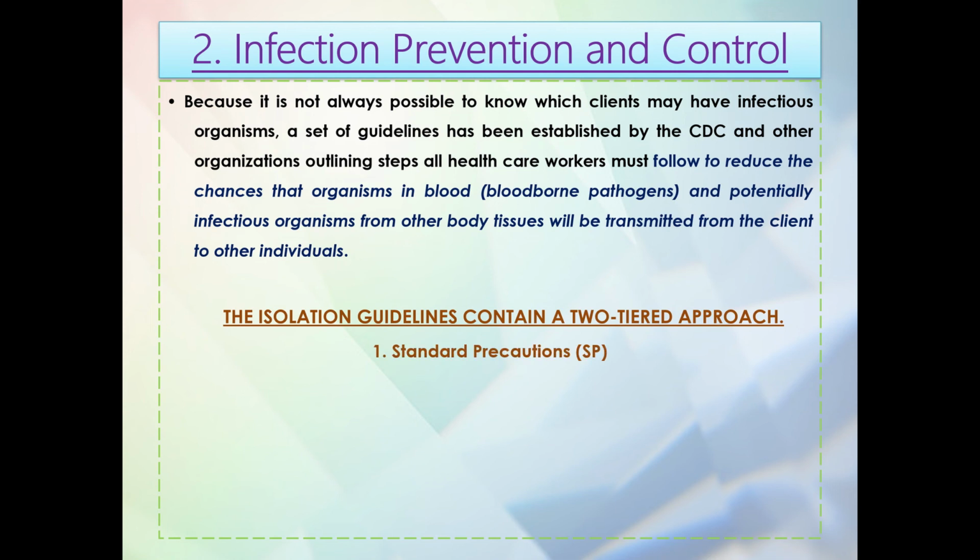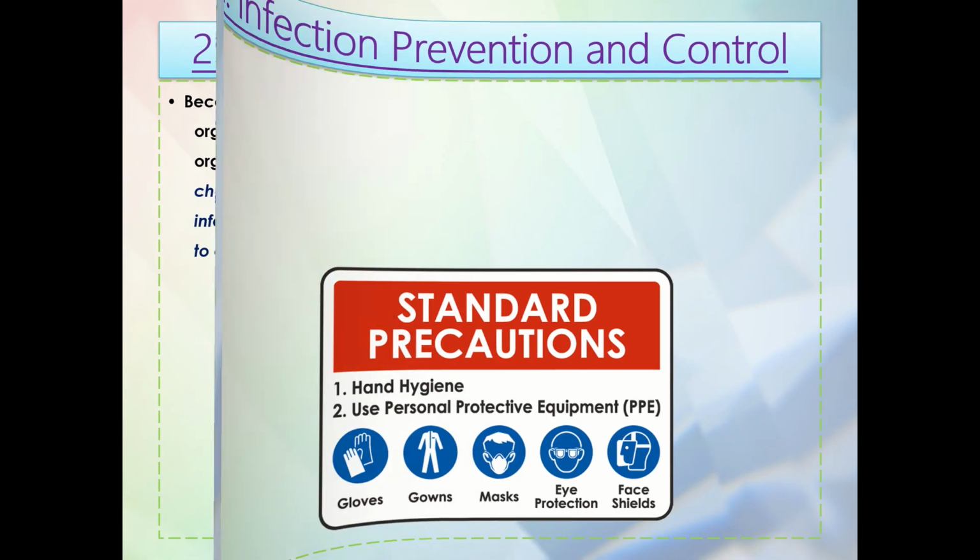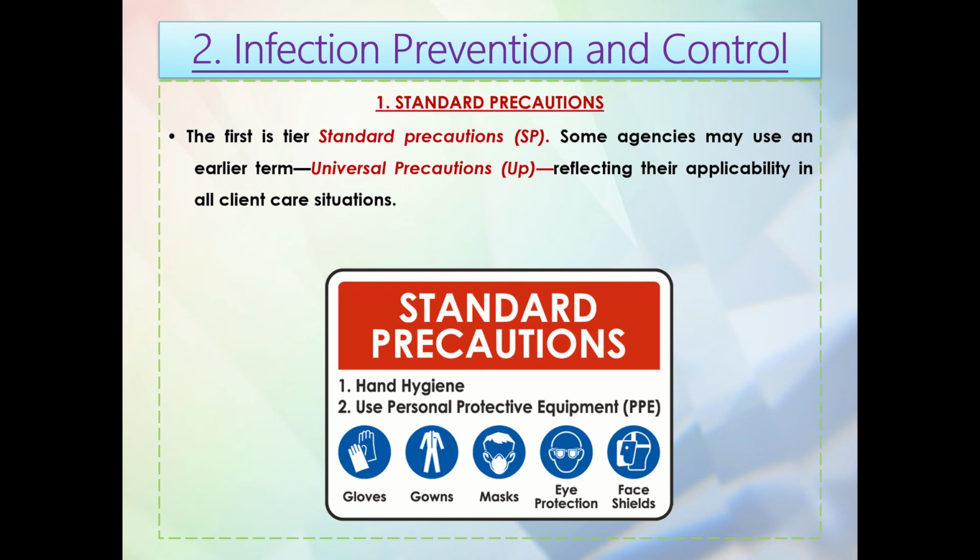So we have here the isolation guidelines contain a two-tiered approach. So again, yung isolation guideline, which is part of the infection prevention and control, meron tayong dalawang approach or approaches. First one is the standard precautions or SP kung tawagin, standard precautions. And the other one is transmission-based precautions. So remember this. Ano? So again, we have two isolation guidelines or approaches. So you have standard precautions or SP, and the other one is transmission-based precautions. So let us first discuss standard precautions or SP. So this is the first tier.